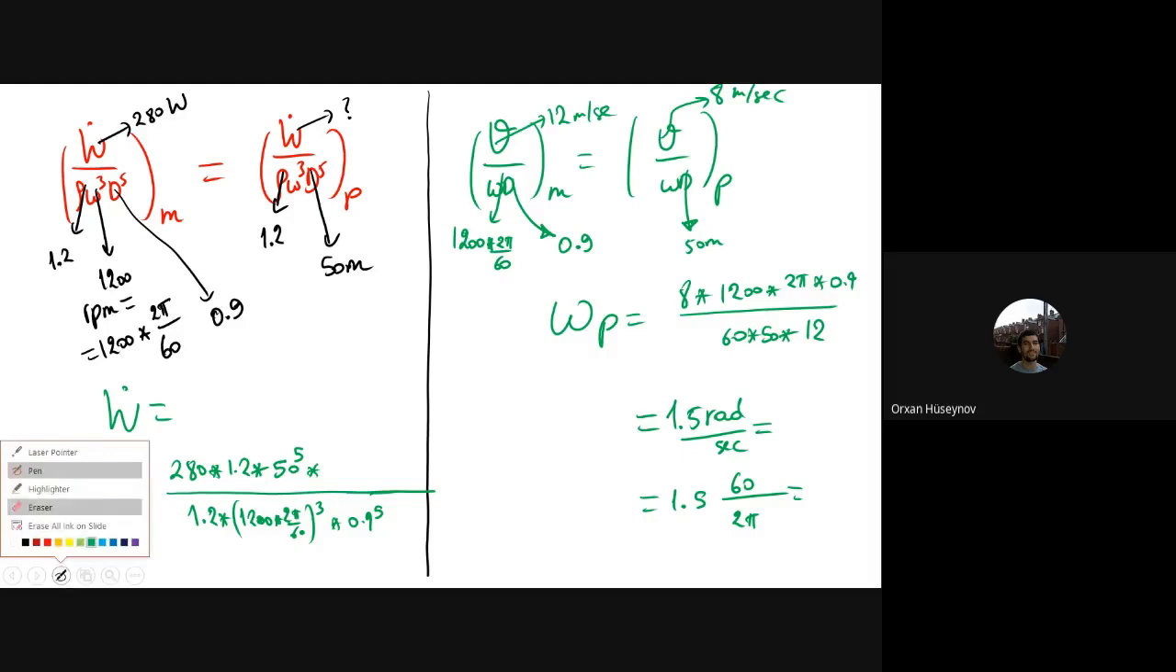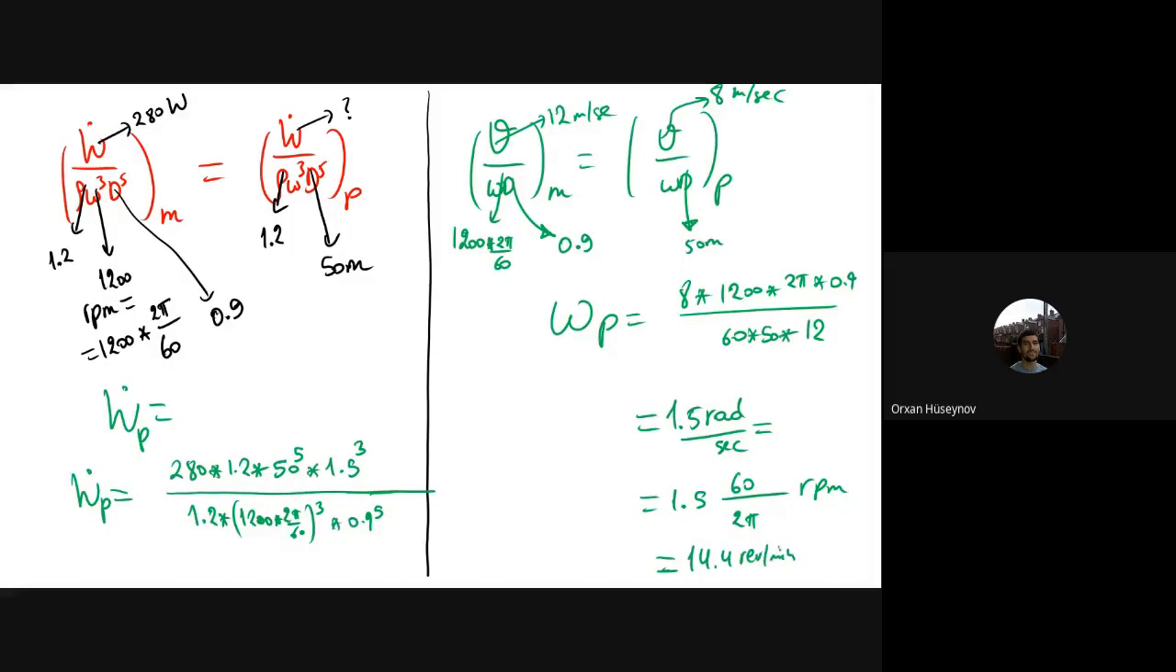Let me erase this one. Equal, and this one will give you the RPMs. Then if you replace that 1.5 to the power of 3, you can get the work done of the prototype. I don't have enough time, therefore I stop it here, but you can calculate by yourself. I think it should be 14.4 revolutions per minute. But this one you can calculate by yourself. I don't think I have the value for this one. You just replace the values here and get the value of the power. All of the values are here, just replace them.